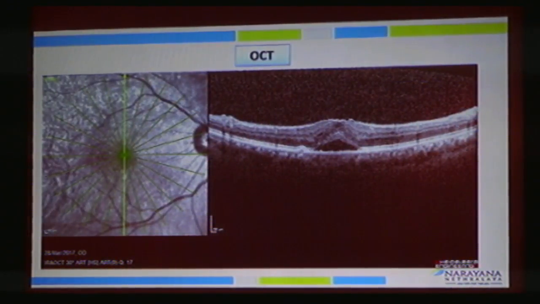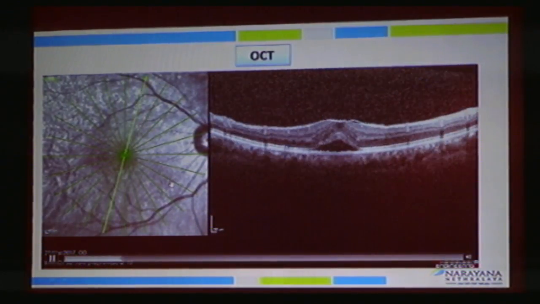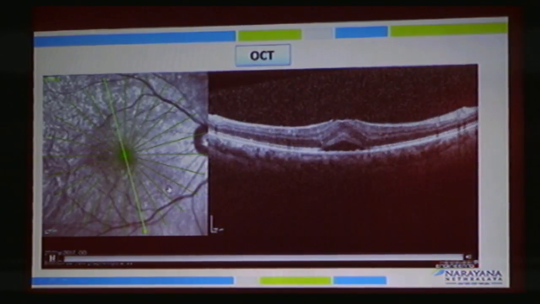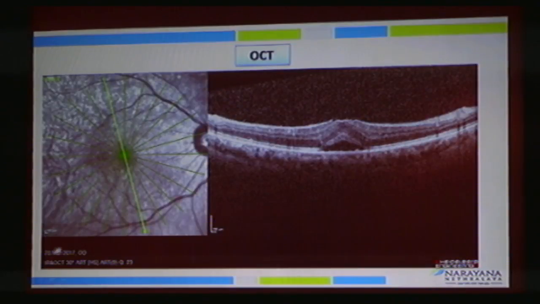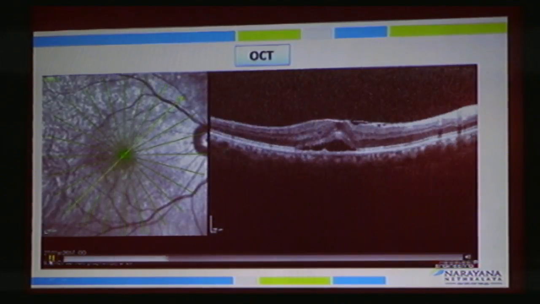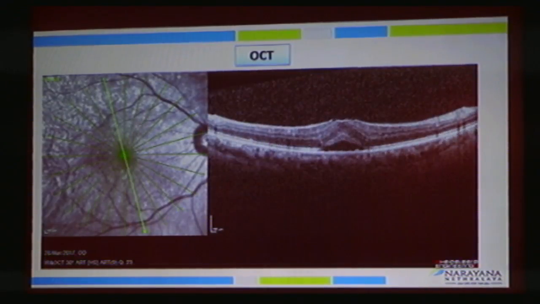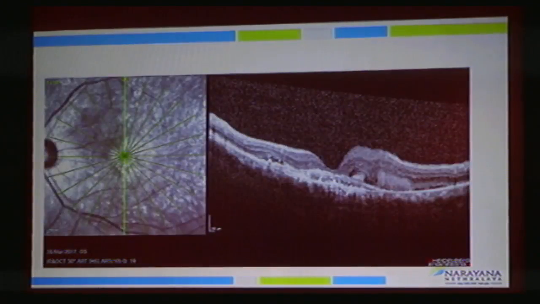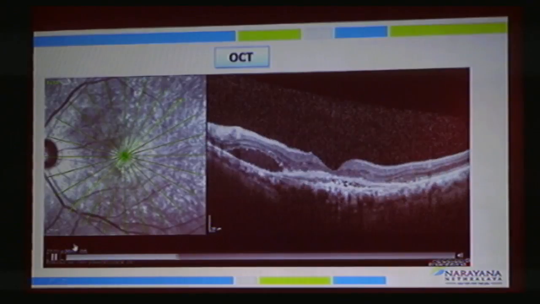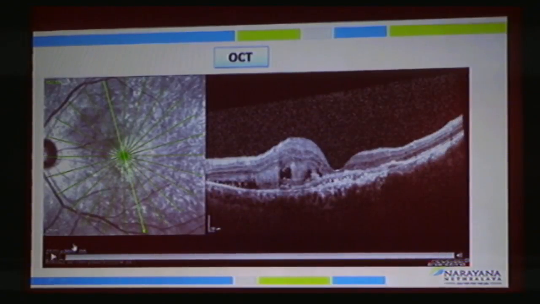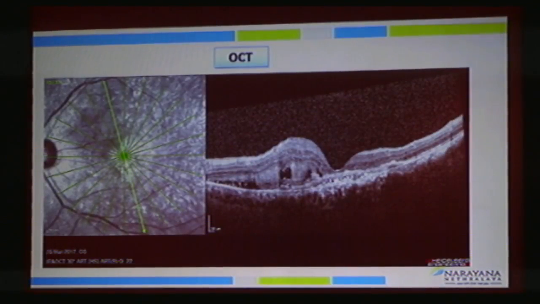So this is the OCT of the right eye. You can see some subretinal fluid along with the PED present adjacent to it, and an ERM as well. And this is how the left eye looked, with a predominantly scarred CNVM with some fluid present subretinally.